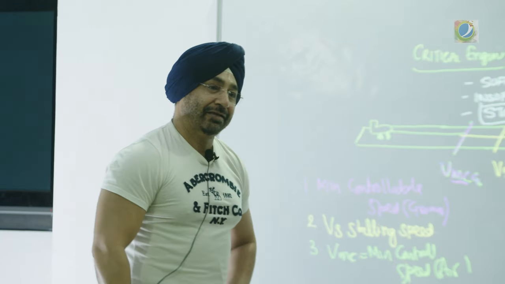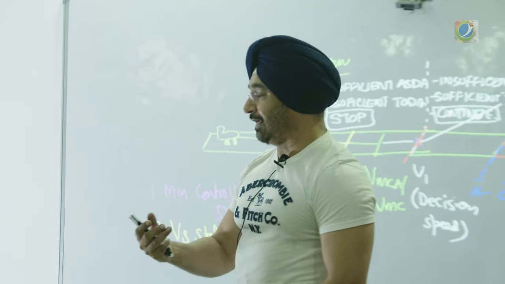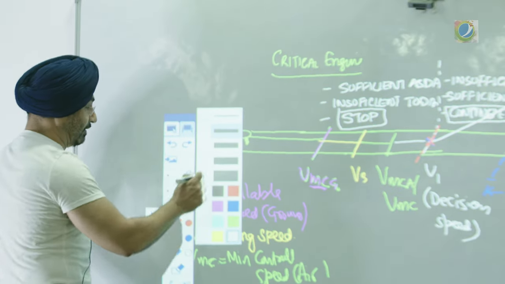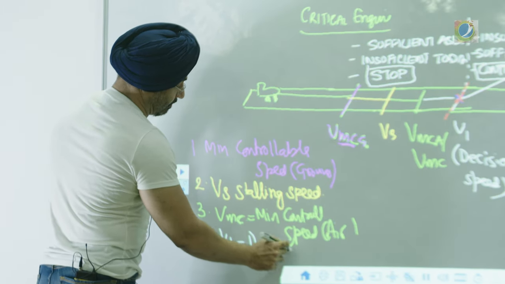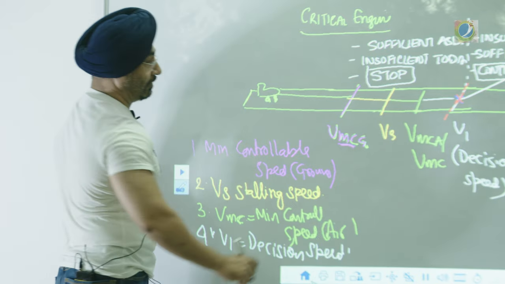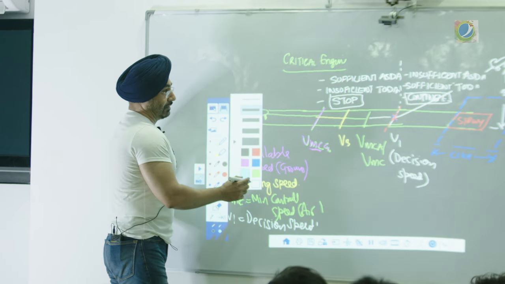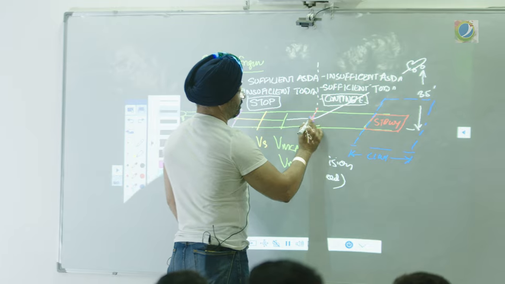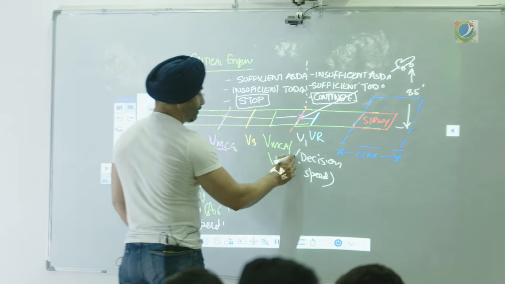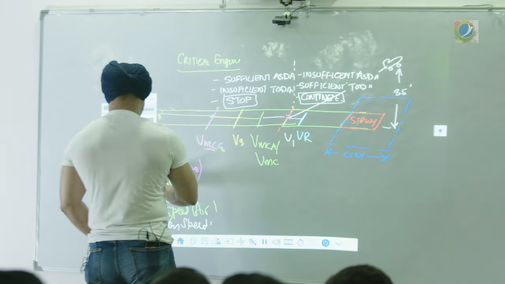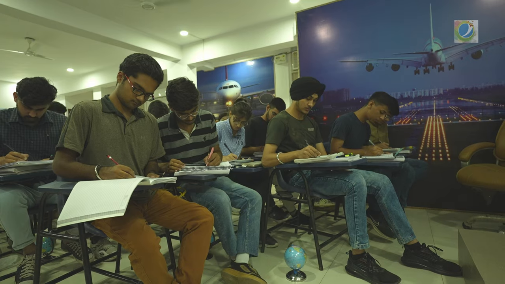Yes, one. VR. Okay, VR. Yeah, both of you are right. VR is rotation speed. So V1 is your decision speed. So this is your decision speed. Next speed is VR. VR stands for rotation speed. VR is your rotation speed. Any guess? What is rotation speed?